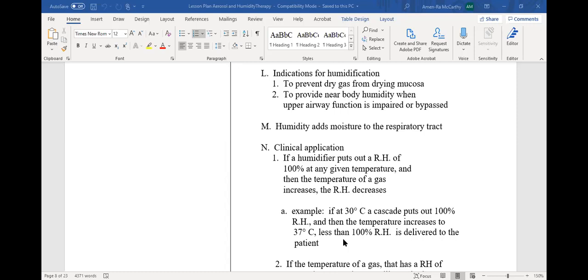Now, we said the indications for humidification are to prevent dry gas from drying the mucosa and to provide near body humidity when the upper airway is bypassed. So we know that the body is supposed to have 44 milligrams of water, right? That's the regular humidity for the body. So we have to try to give that with a machine, right? The aerosol face tent, aerosol trach collar, aerosol T-piece. All of that aerosol is designed to give them the humidity that they would have had if their airway wasn't bypassed, okay?